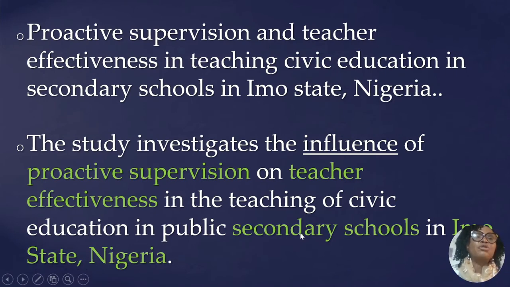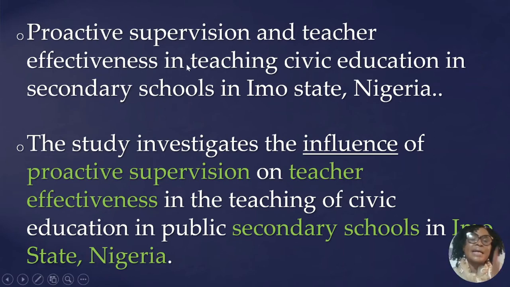We look at another title, Proactive Supervision and Teacher Effectiveness in Teaching Civic Education in Secondary School in Imo State, Nigeria. Why I'm listing these examples of titles and using them for purpose is because students always want to look for examples. So somewhere they can learn and see how it is derived and from there try to apply. So by the time you look at this and this and this, you should be able to apply it in your own situation.